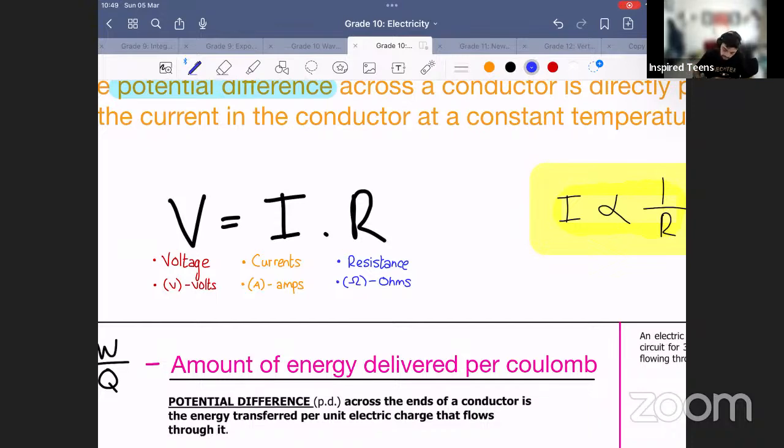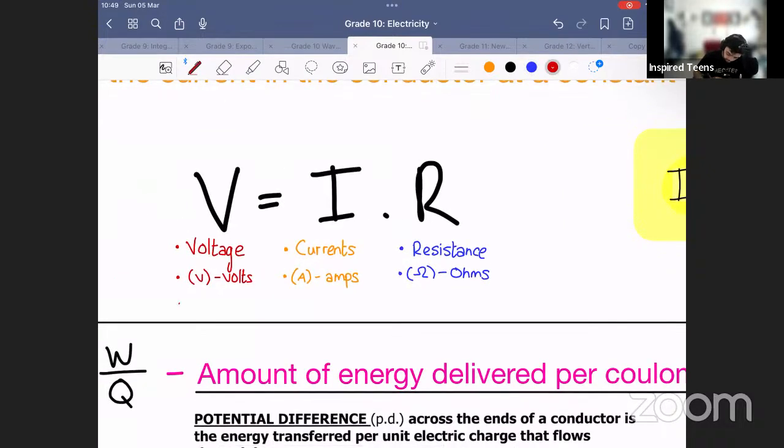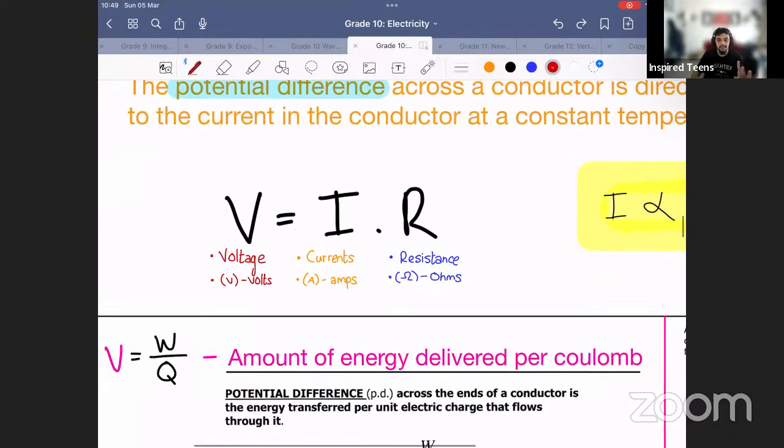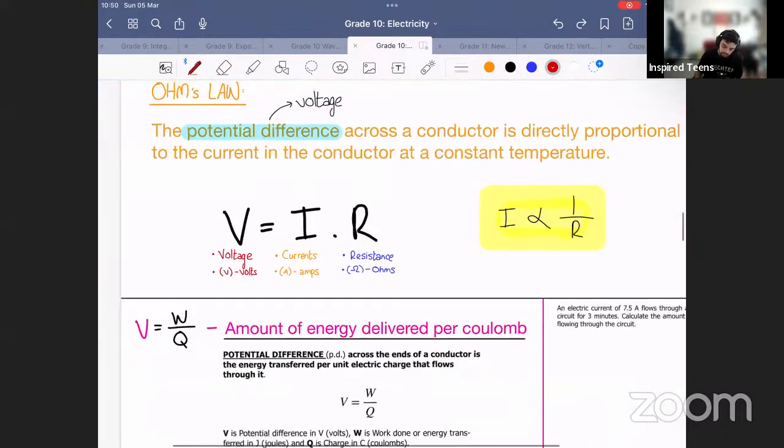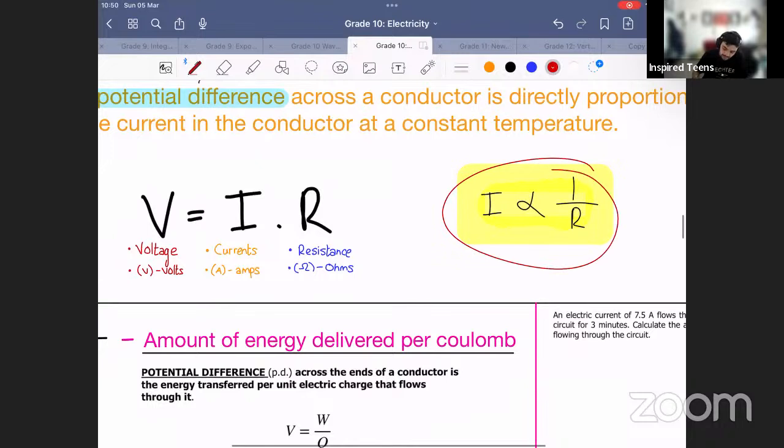So V is equal to I times R. We calculate voltage by multiplying the current and the resistance. We have voltage in volts, current in amps, and resistance in ohms. Now, when we talk about the relationship between current and resistance, it is an inverse proportion.